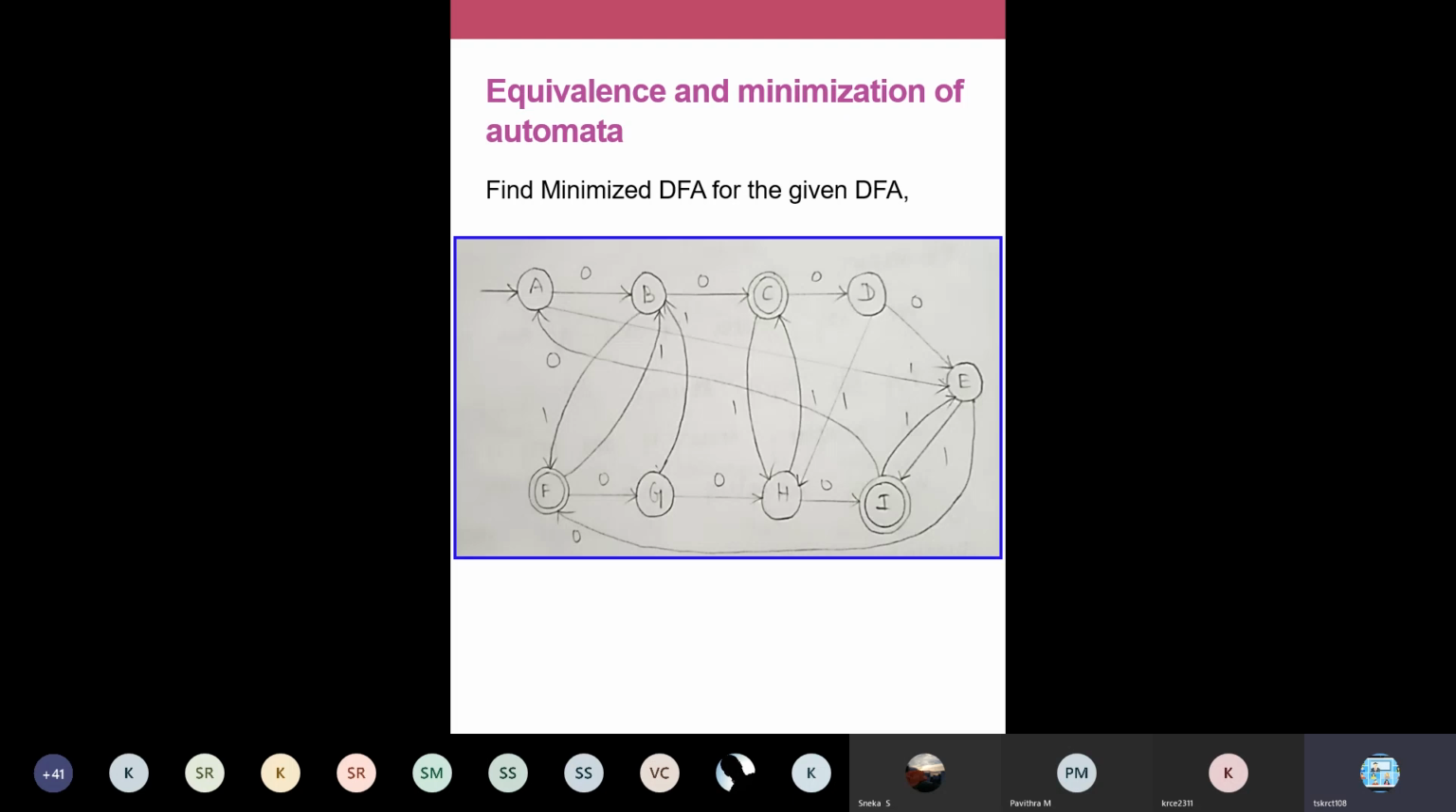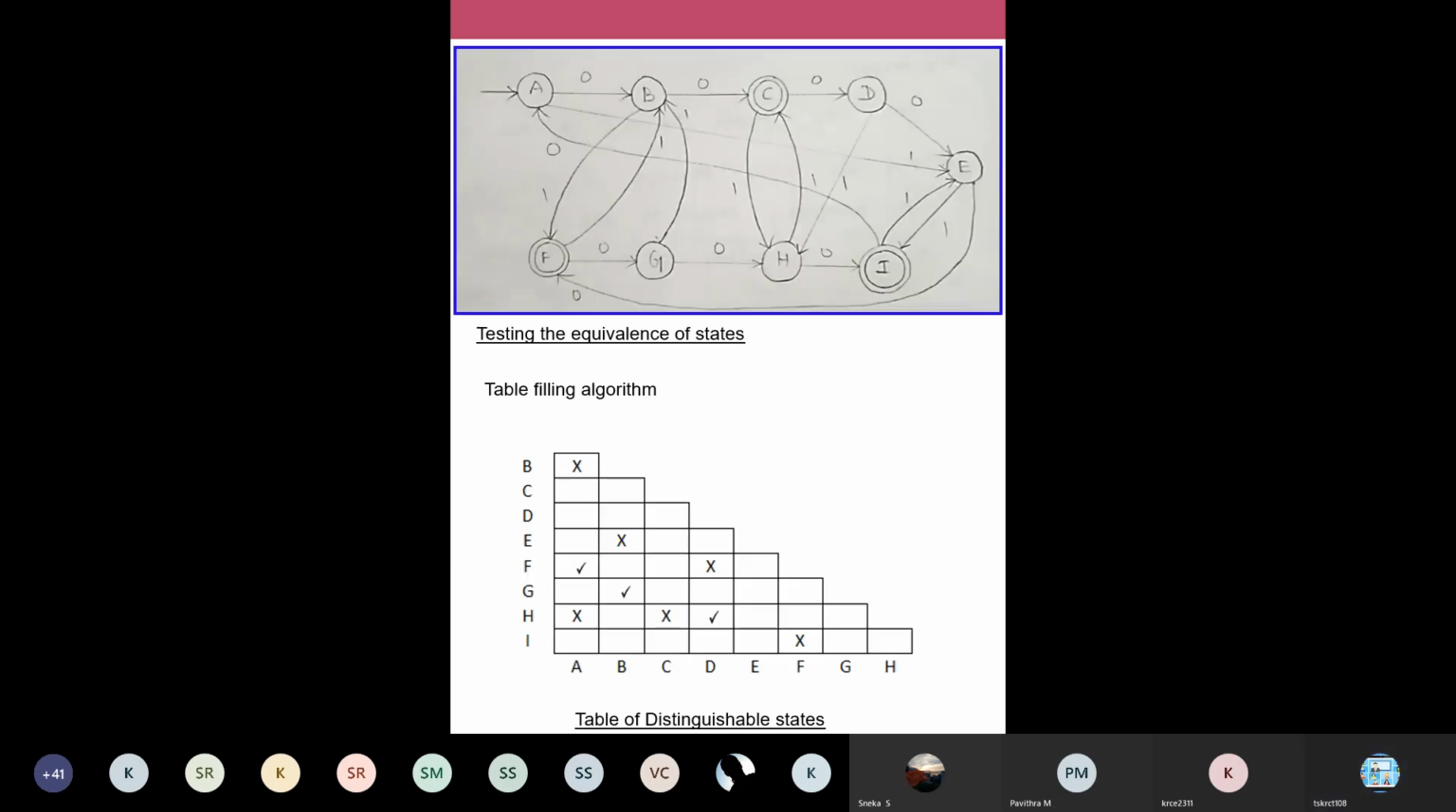Have you completed? Shall I go for the problem? Shall we start the problem? This problem is very big. We cannot spend more time. So in the next slide also I have drawn the diagram. If anybody has not completed, you just refer this diagram and complete.